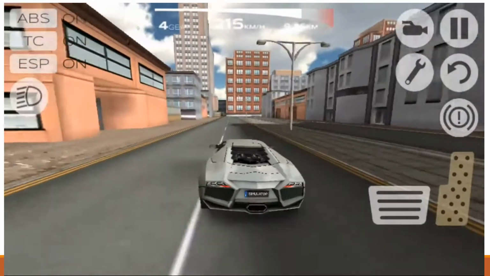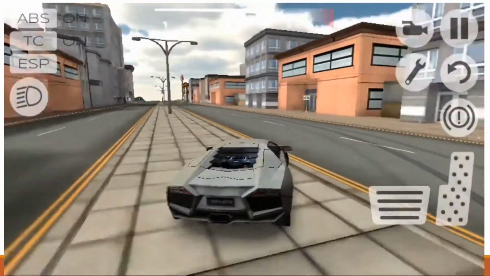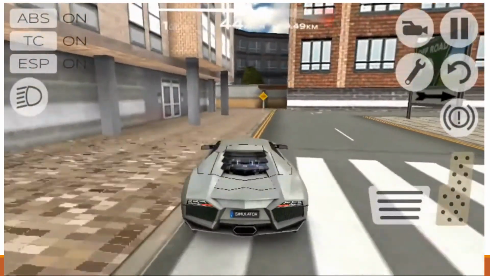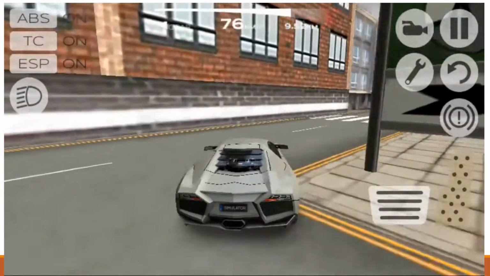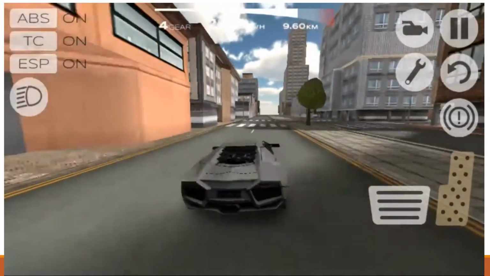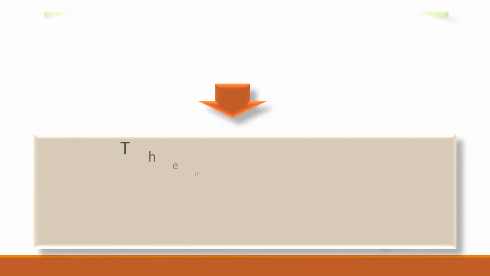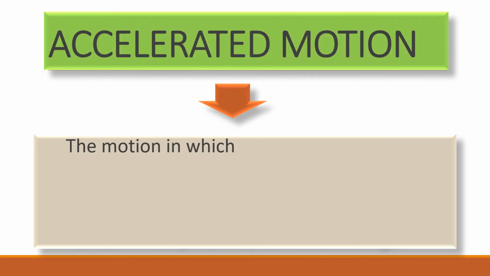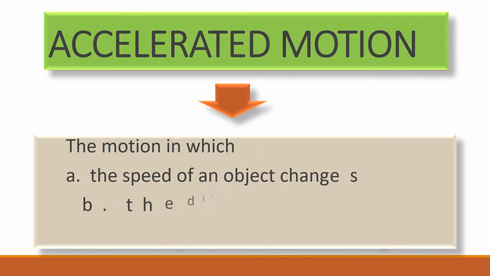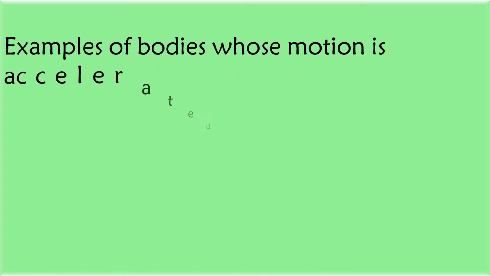Our next example is an object that undergoes accelerated motion. Try to observe the object's speed and direction of motion. Does the speed of the object change? How about its direction? Based from that example, how will you define accelerated motion? Accelerated motion is defined as the motion in which the speed of an object changes, direction changes, or both the speed and direction change.